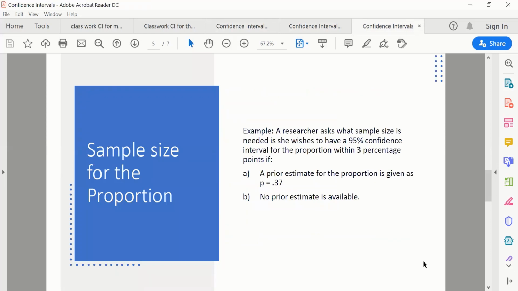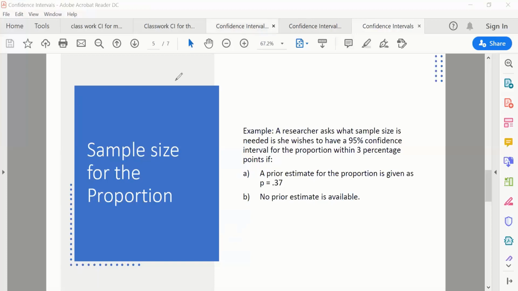So now how to find the sample size for the proportion is the last part. A researcher asks what sample size is needed if she wishes to have a 95% confidence interval for the proportion within 3 percentage points if a prior estimate is given as 0.37 or if no prior estimate is available. So what is meant by that prior estimate?